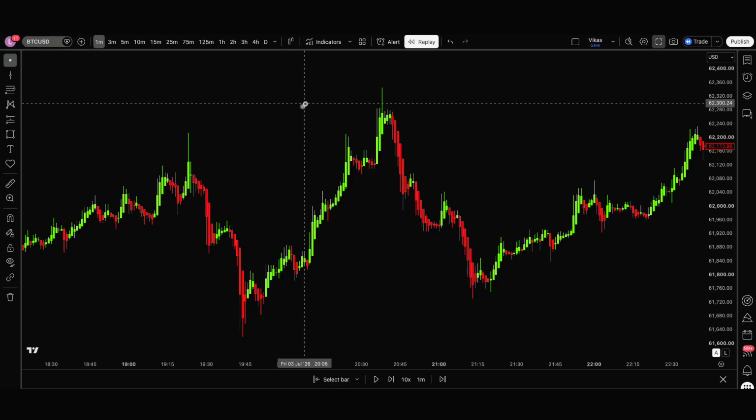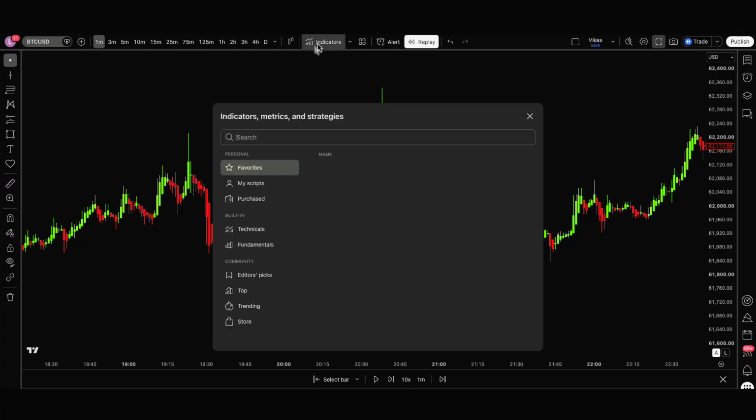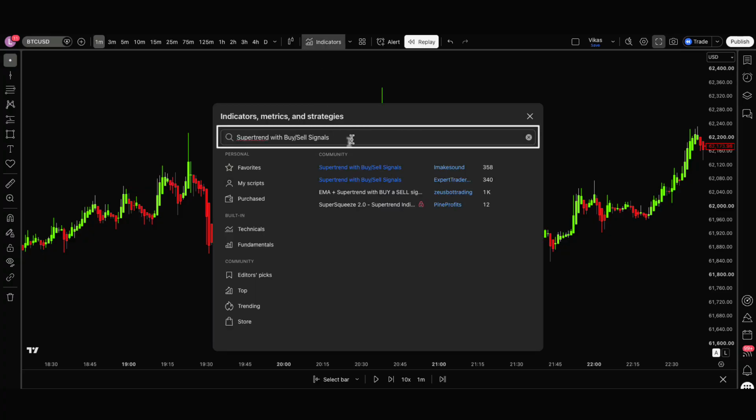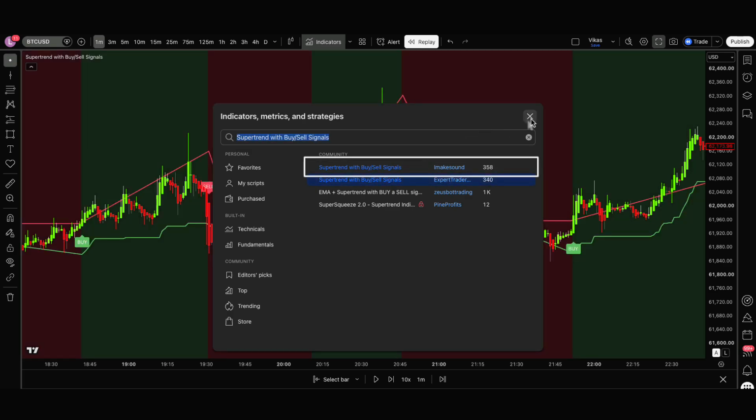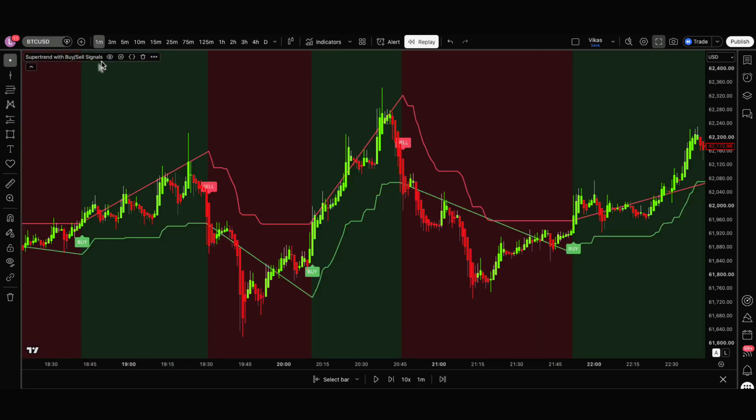Next, you'll want to find those magic indicators. Head over to the Indicators tab and search for the Supertrend with buy-sell signals. Select the indicator made by iMakeSound and add it to the chart.